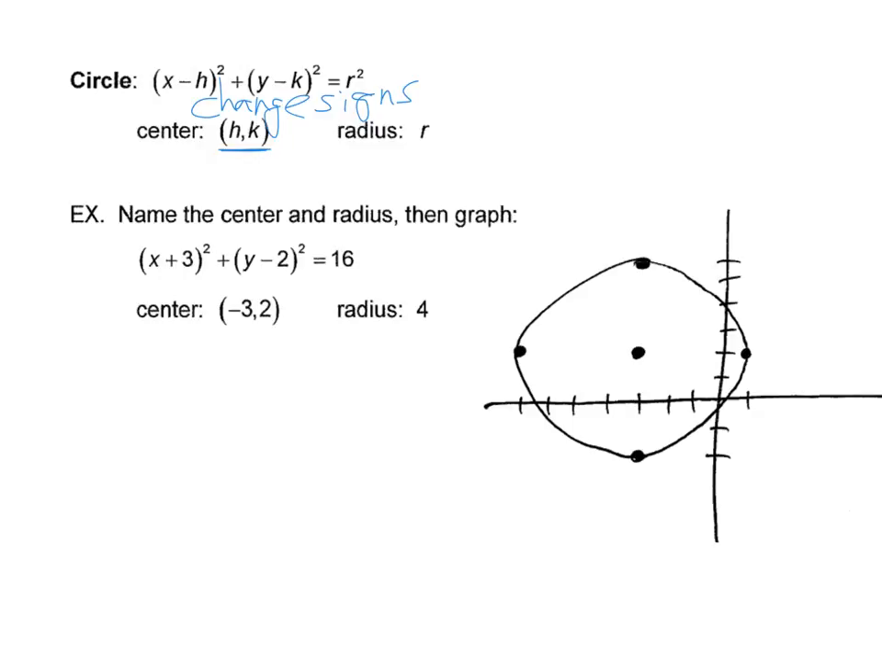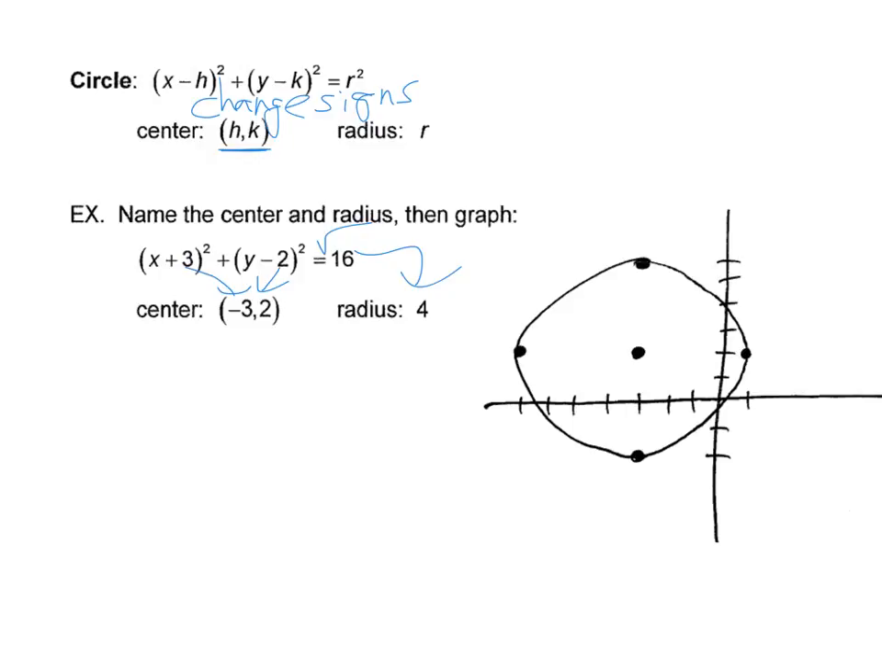So for example, if we want to name the center and radius and then graph, x plus 3 quantity squared plus y minus 2 quantity squared equals 16. The center is negative 3, positive 2. You change the signs, and then you take the square root of 16 to get the radius, which is 4.